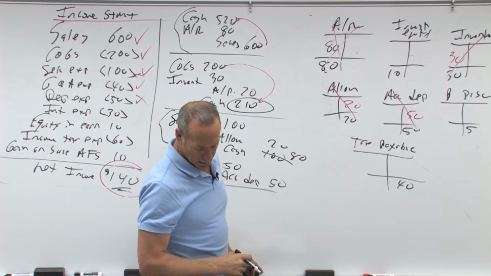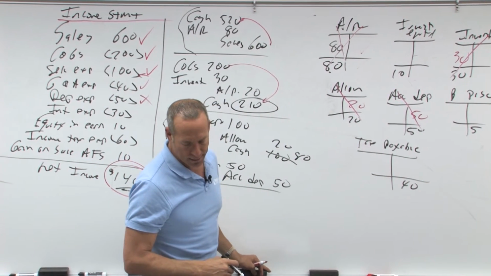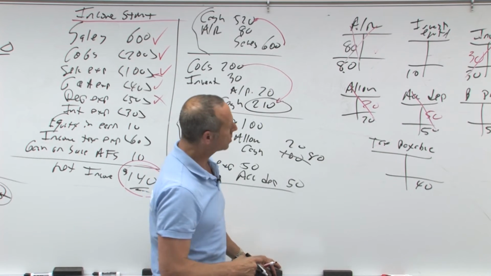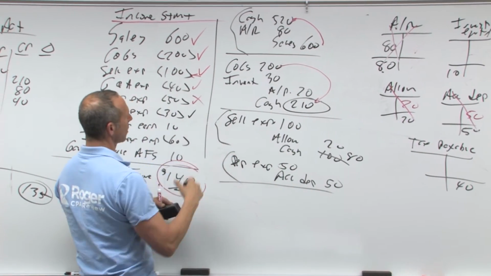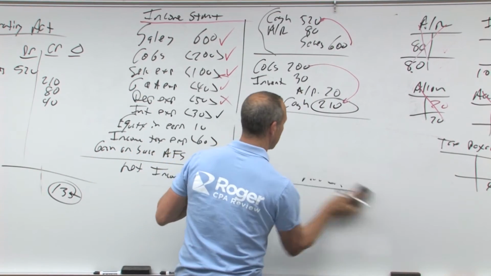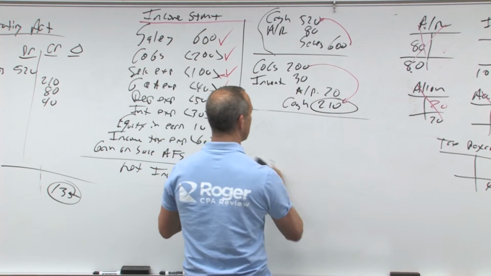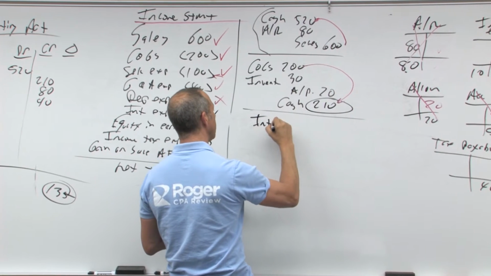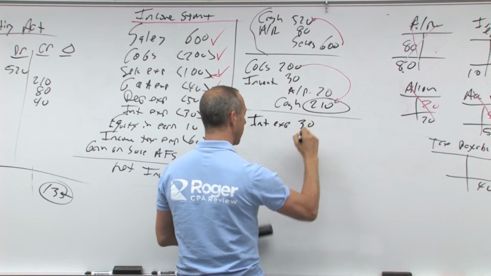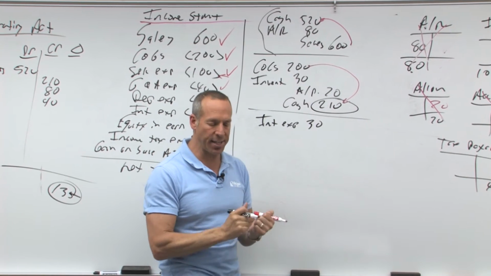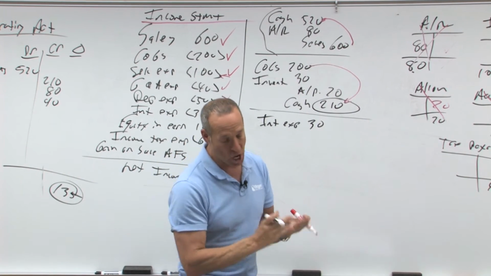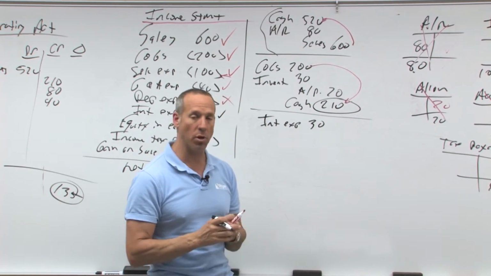Okay, next item is interest expense. Now we have an interest expense of how much? Of $30. So let me clean this up a little bit. So we have interest expense of $30. So debit interest expense, 30. What we're trying to do is we're trying to see how much of that interest really was cash. So how much of the interest expense really was cash.